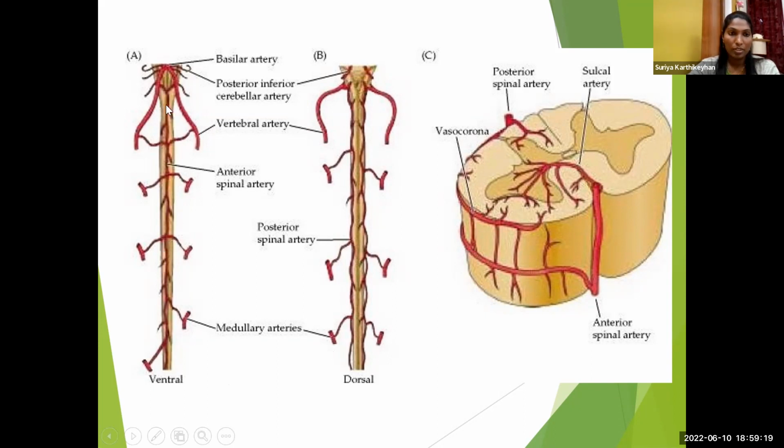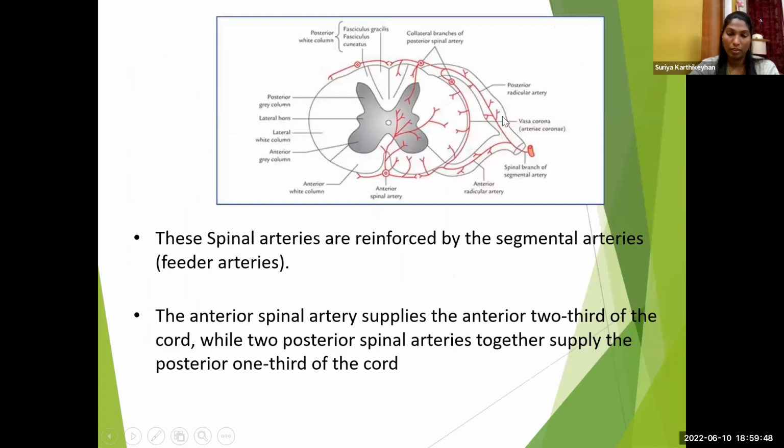Okay, there is a comparison between anterior spinal and posterior spinal here. This is the anterior view, this is the anterior spinal. It runs along the anterior median fissure, in the median aspect, and supplies most of the anterior part, whereas the posterior spinal runs along the lateral aspect, along the posterolateral sulcus, as two arteries, and then divides into collateral branches. It supplies the posterior 1/3 of the spinal cord. The spinal arteries are also reinforced by the segmental arteries, called feeder arteries. The anterior spinal artery supplies the anterior 2/3, whereas the posterior spinal supplies only the posterior 1/3 of the spinal cord.